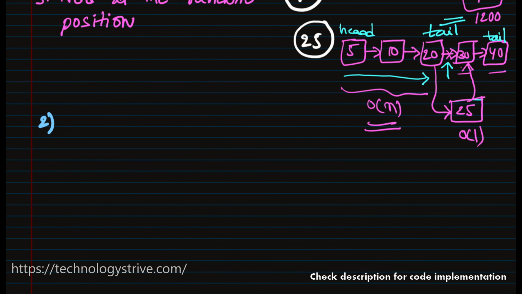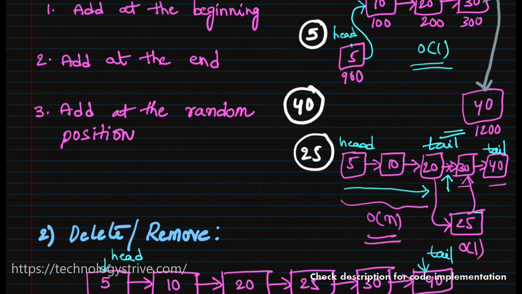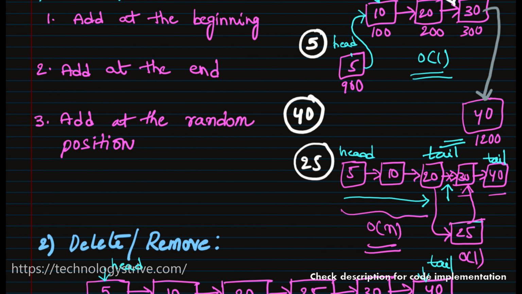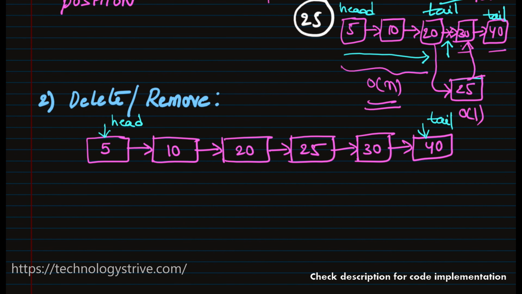The second operation is delete or remove. Currently this is the linked list I have after performing the add operations. Now let's see how the delete operation happens in a linked list. Delete also happens the same way as add: we can delete at the beginning, delete at the end, and delete a node at some random position of the linked list. First is delete at the beginning.